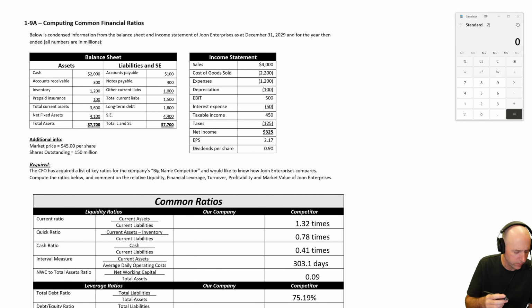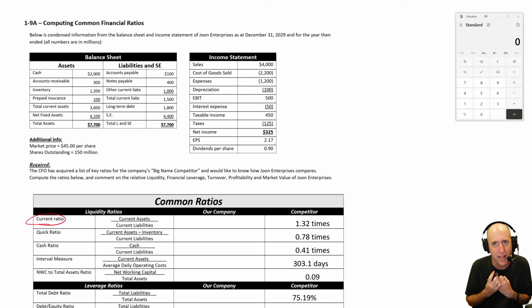Let's get after it. First, the current ratio. The current ratio measures the short-term debt paying ability. Do I have enough current assets? Those are things of value that are either cash today or going to become cash within the next 12 months. Or do I have enough to pay my current liabilities, my short-term bills?